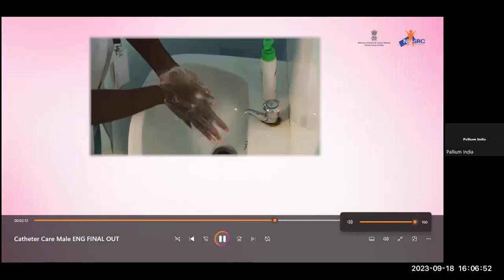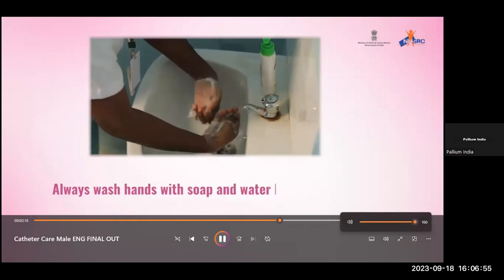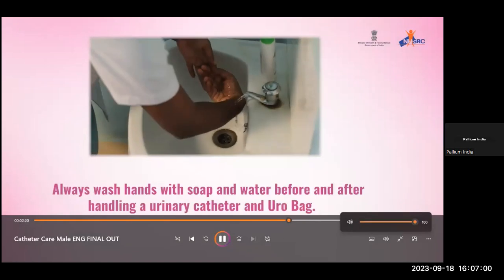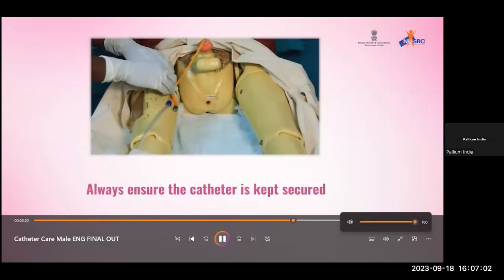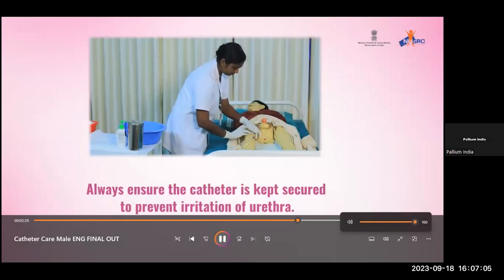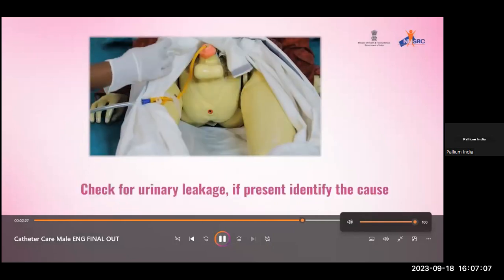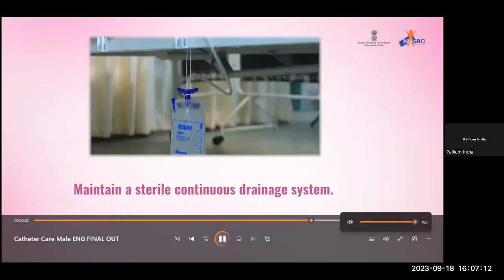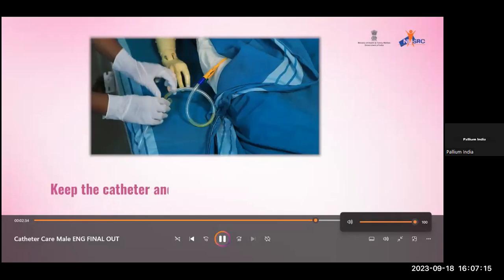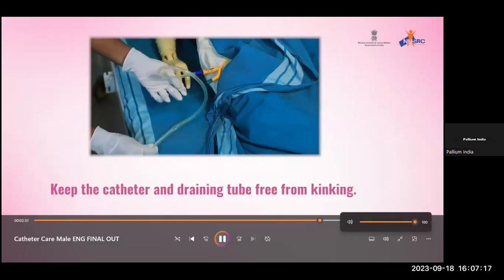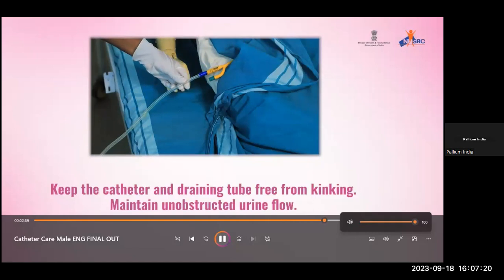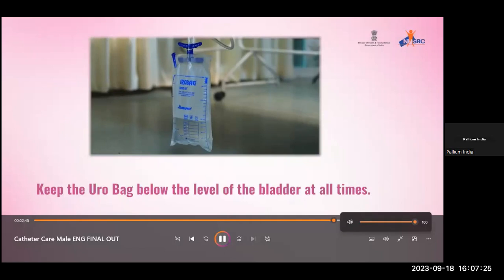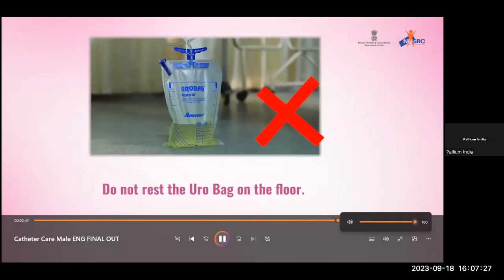Points to remember. Always wash hands with soap and water before and after handling a urinary catheter and urobag. Always ensure the catheter is kept secure to prevent irritation of the urethra. Check for urinary leakage. If present, identify the cause and manage appropriately. Maintain a sterile continuous drainage system. Keep the catheter and draining tube free from kinking. Maintain unobstructed urine flow. Keep the urobag below the level of the bladder at all times. Do not rest the urobag on the floor.